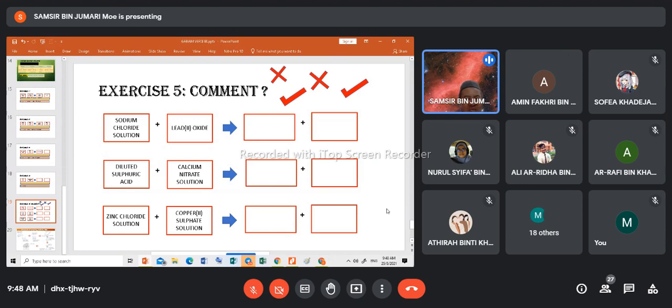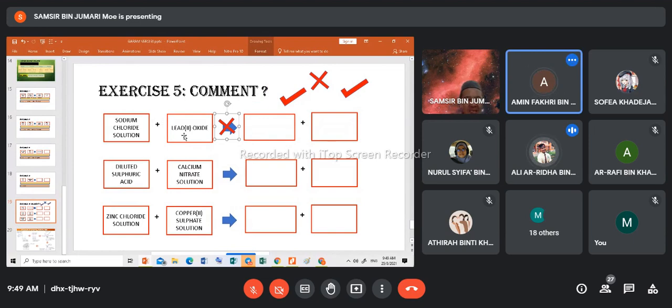The first one, sodium chloride and lead oxide. Okay, tak boleh. Sebenarnya tak boleh. Okay, betul. Tak boleh tindak balas ni. Sebenarnya tak boleh berlaku. Because the lead, because apa? Lead oxide insoluble. Insoluble. Yes, lead oxide is insoluble, or you can only find lead oxide in solid state. Okay, there is no lead oxide solution exist. Okay, tak boleh berlaku.